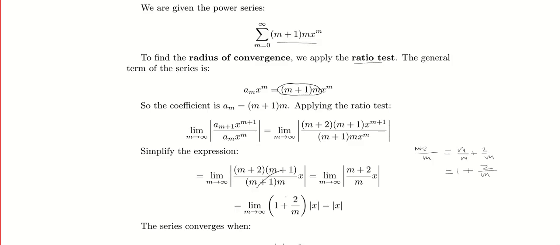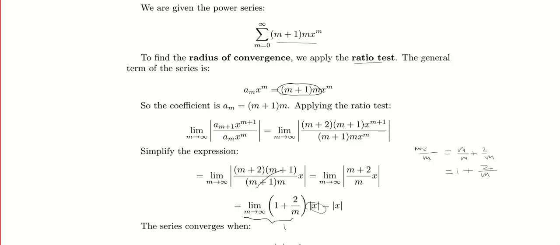And then, I'm sorry, the x is a constant because it doesn't depend on m. So we could just factor out the x as the absolute value of x, and then just take the limit as m approaches infinity of 1 plus 2 over m. This part right here is just 1. So we have 1 times the absolute value of x, which is the absolute value of x.